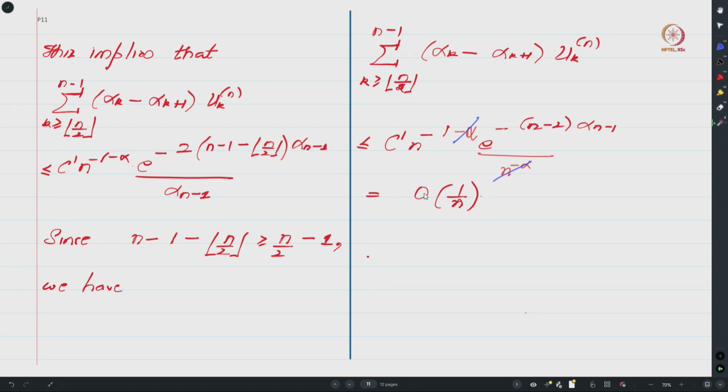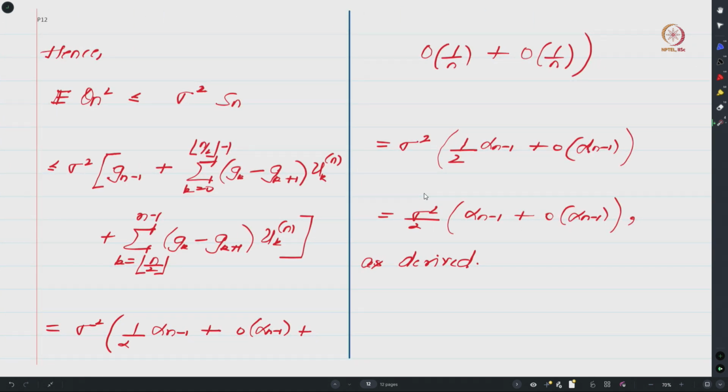So let me summarize what we have done so far. In the previous class we showed that the expected value of theta n square is upper bounded by Sn times sigma square, and this Sn we showed is upper bounded by an expression like this, where this gn minus 1 was order of alpha n minus 1, and the other expressions were little o of alpha n minus 1. What we have done so far is to show that this sum, after we broke it up into the first n over 2 terms and the second n over 2 terms, is order 1 over n and the tail is also order 1 over n.